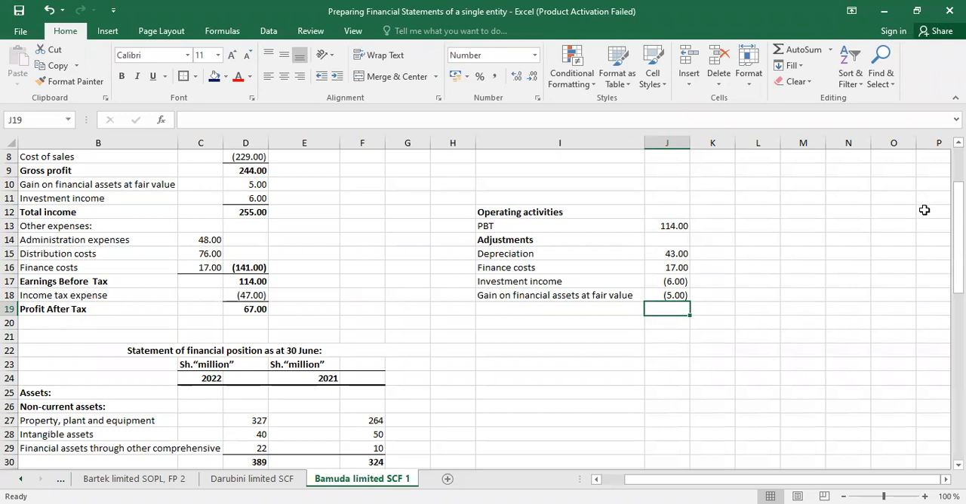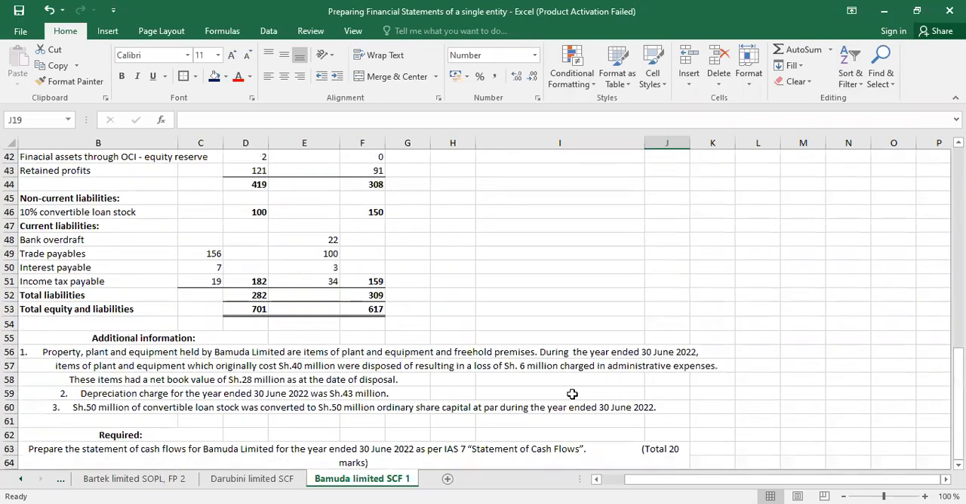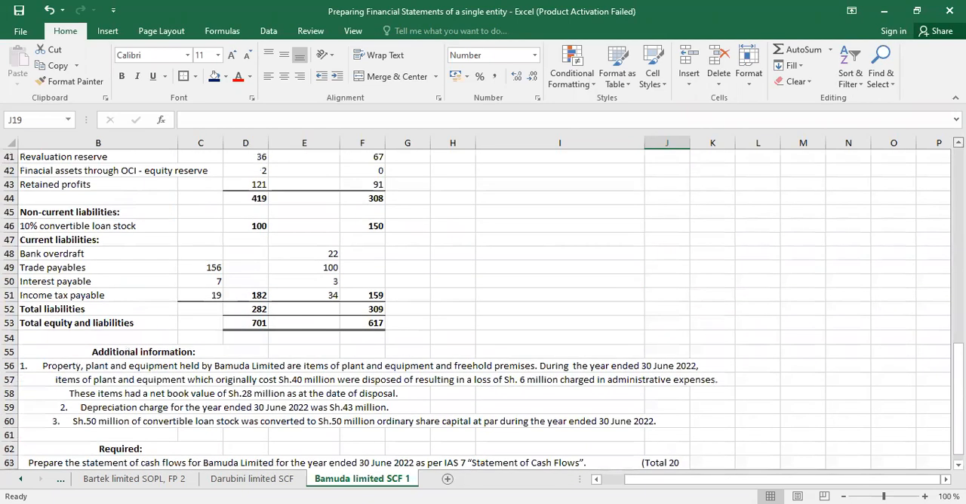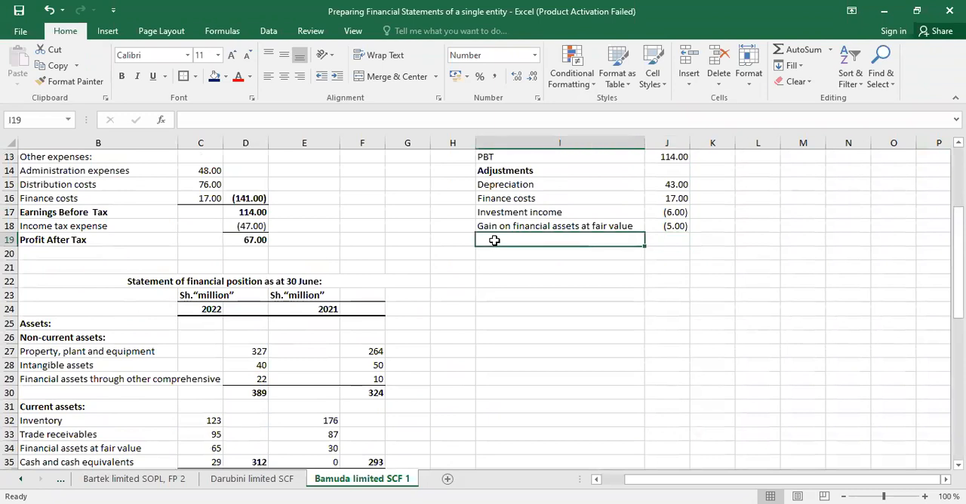Okay, there is nothing else here, isn't it? Maybe it's just the additional information. You can see there was a loss, isn't it? There was a loss of 6 million. So if it's a loss, we add it back. Loss on disposal, isn't it? And it was of 6. Then I think we've exhausted everything here. Or what am I forgetting?